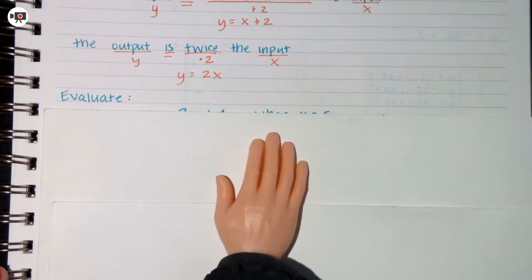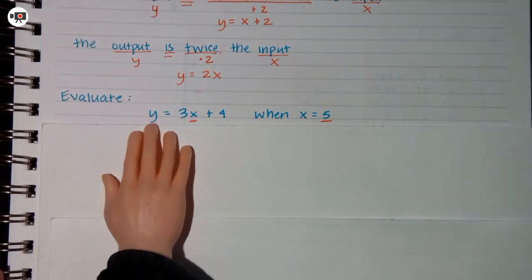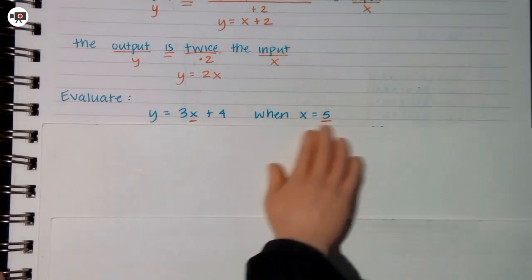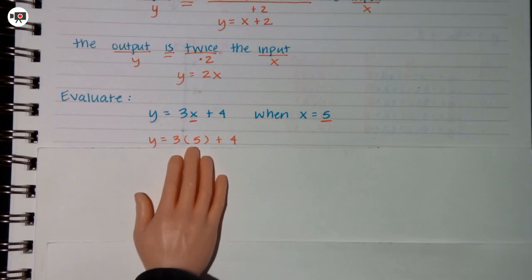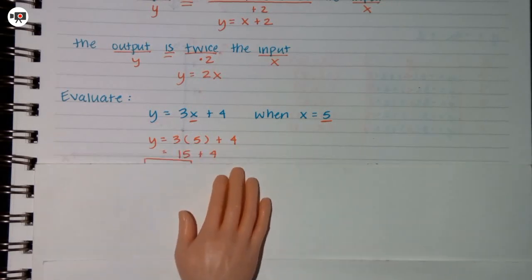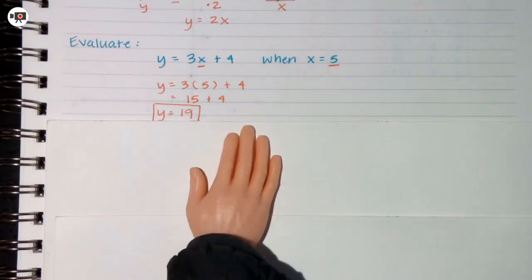Now we're going to evaluate. So we're going to get a number answer for y when x is 5. So I take this 5 and plug it in for x and get y equals 3 times 5 plus 4. 3 times 5 is 15, plus 4 is 19.